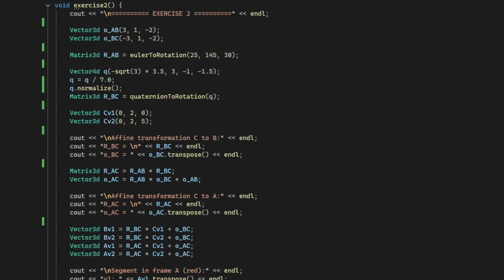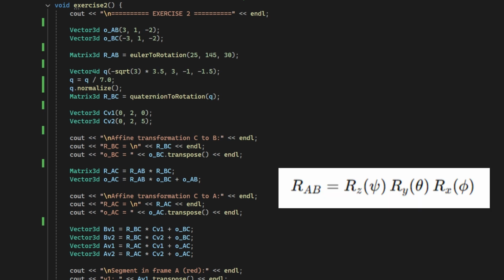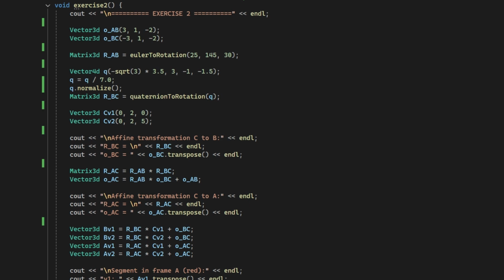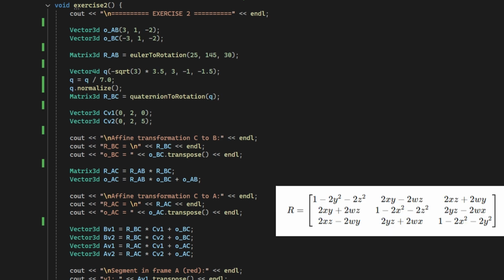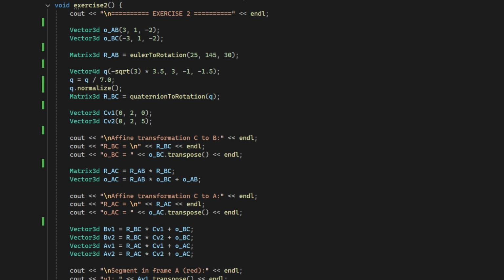In exercise 2, we are given different origin points, rotation A, rotation C, and 2 points defined in frame C. So let's get started. First, our rotations. The rotation matrix corresponds to rotating around X, then around Y, and then around Z. And our quaternion rotation has a unique quaternion that defines our rotation matrix. So now we have this.